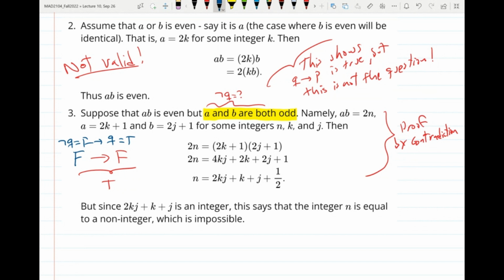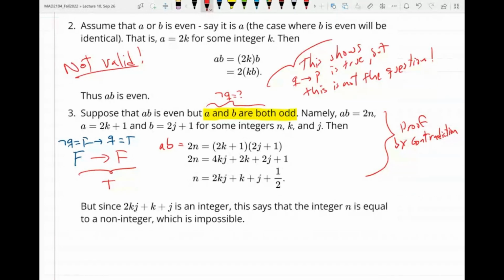Why is that? Okay, so they didn't put this, but remember, 2n is AB, right? So AB equals 2 times n, but then A is 2k plus 1, B is 2j plus 1. Okay, that's good. Multiply, you get this expression. Now you divide everything by 2, you get this expression. Everybody okay with this? Now, n is supposed to be what? What's n supposed to be?